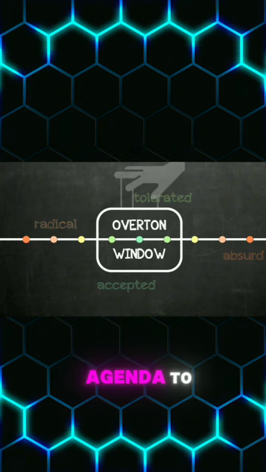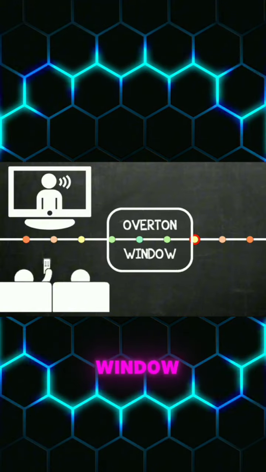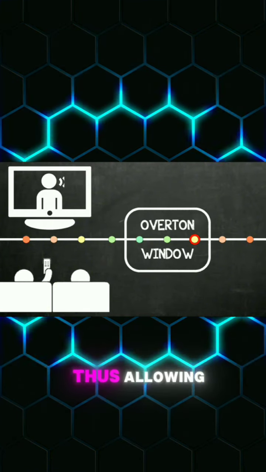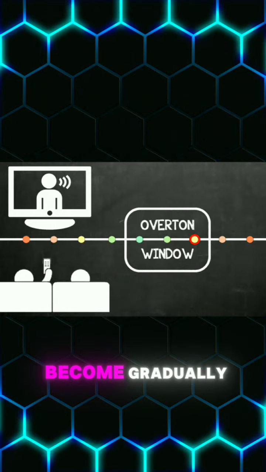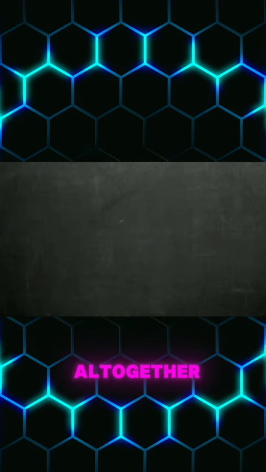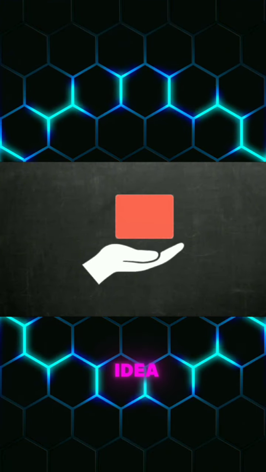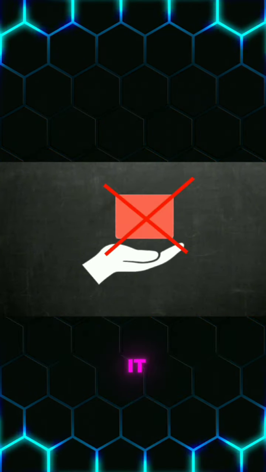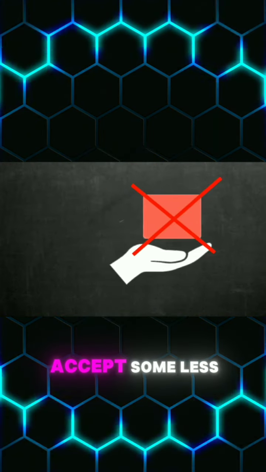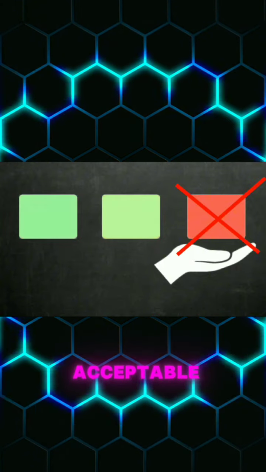Politicians with an agenda to introduce a then radical idea will begin by shifting the Overton window enough so the idea can be discussed without a public outrage, thus allowing the society to become gradually acquainted with it and not dismissing the idea altogether. A common way of manipulating the Overton window is proposing an idea absurd enough for people to reject it, but even by doing so, their mindset is broadened just enough to accept some less radical concepts, thus shifting the range of the acceptable.